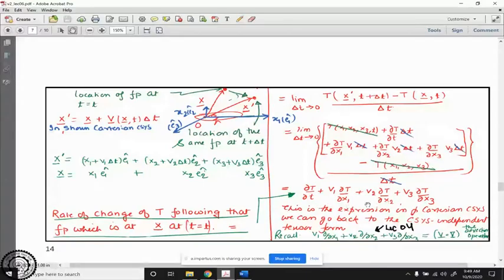One with time, one with x1, one with x2, and one with x3. And the ones that come with x1, x2, and x3 have coefficients that are the components of the velocity vector at location x at time t. All right. So this combination of four terms represents the rate of change in temperature following that fluid particle, which is at location x at this instant.